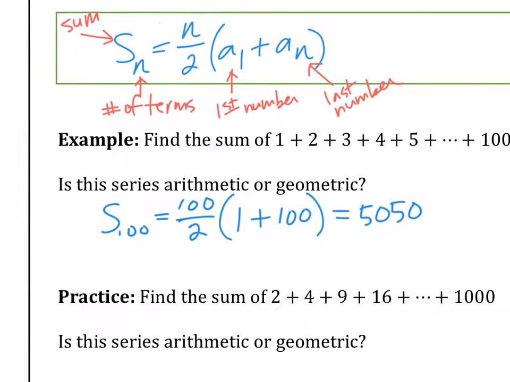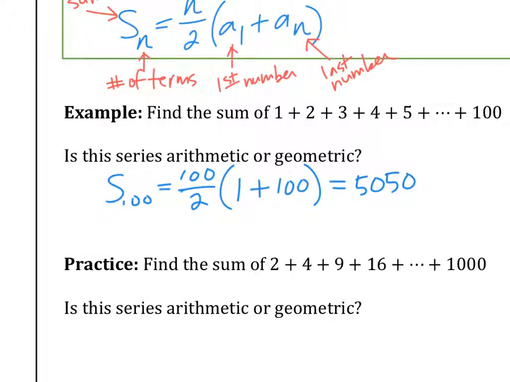Let's do an intermediate one. Find the sum of 2, 4, 9, 16. Is this arithmetic or geometric? Talk to your partner. Do you add and subtract to get to the next number, or multiply or divide? Whatever you think it is, you have to tell me what r or d is.